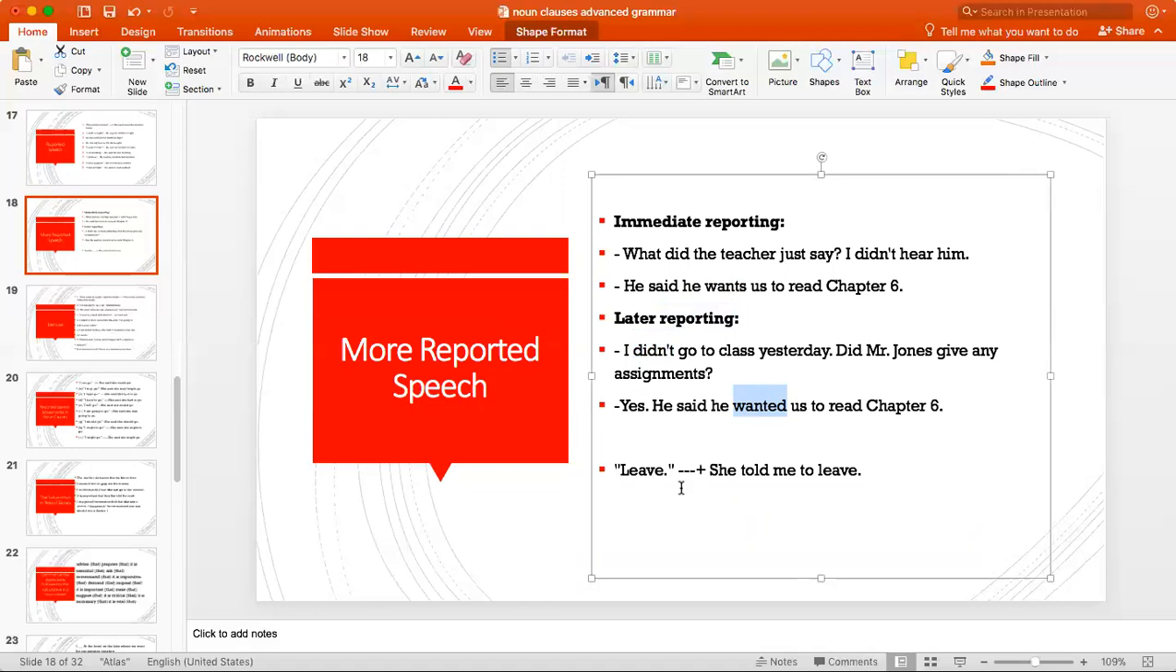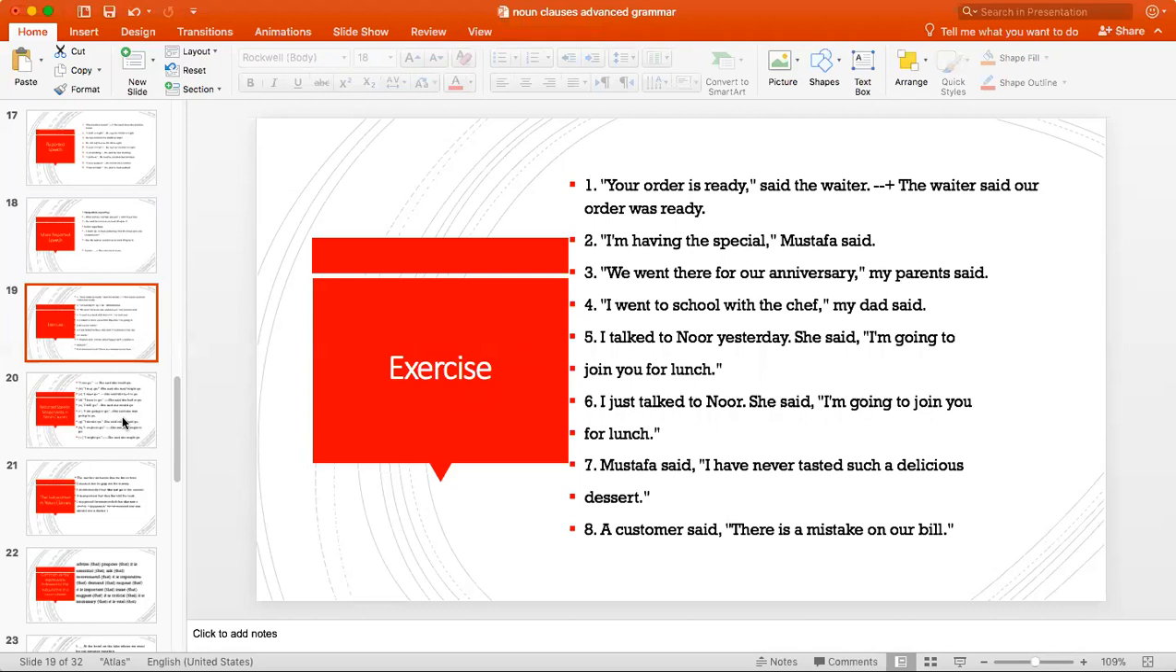And finally, if the direct speech is an order, is an imperative, like leave, open the door, something. She told me to open the door. She told me to leave. In this case, we use told because it's usually followed with a pronoun. Again, this is the exercise.